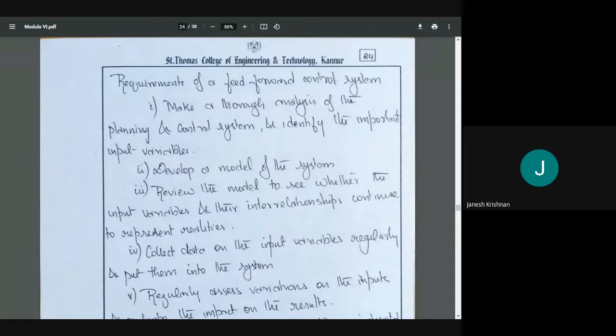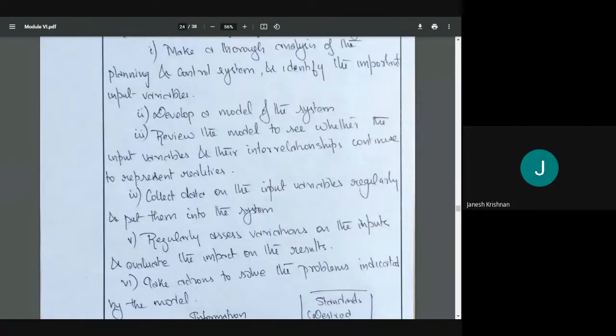We say that a manager should see everything as a whole. He should not see only a part. He should see everything in a complete sense, right? Then collect data based on the input variables, regularly assess them, find out what the impact is and evaluate them, basically, right? And take actions to solve the problems indicated by the model, right?